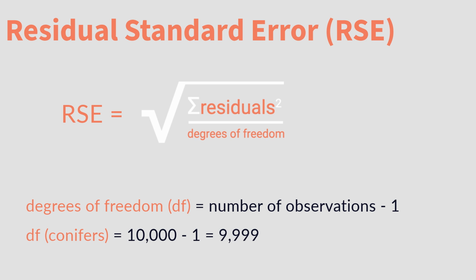The smaller the residual standard error, the closer the data points are to the fitted regression line on average, meaning the smaller the residual standard error, the better the model fits the data. A higher residual standard error means that the data points are more spread out around the regression line. The units of residual standard error are the same as the units of the response variable. Therefore, in the conifers data, the unit of residual standard error is feet.